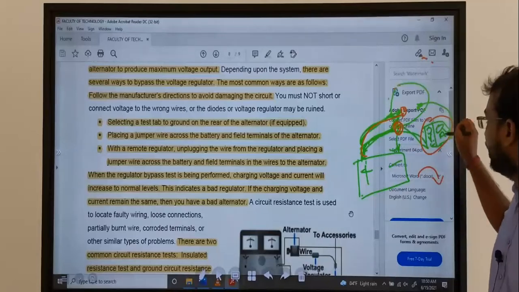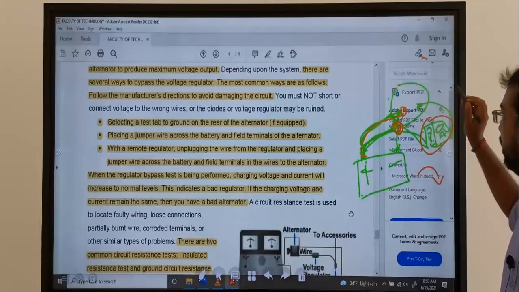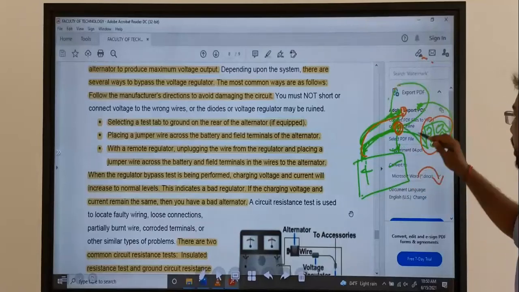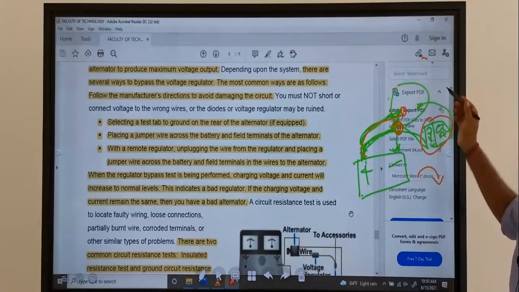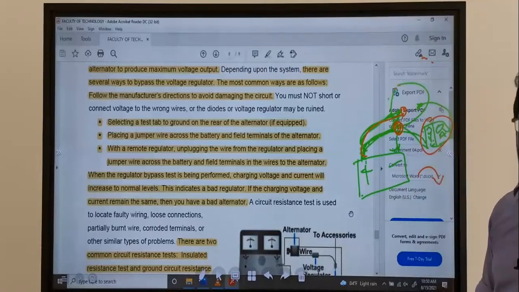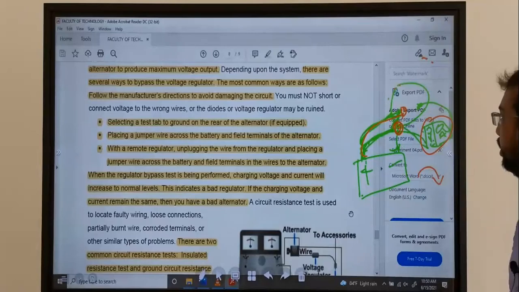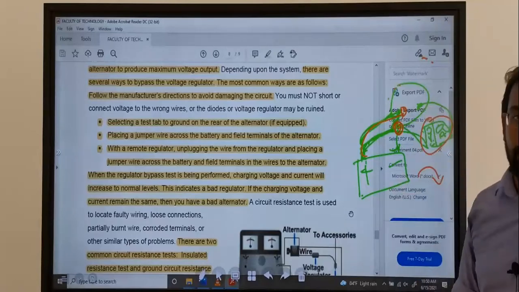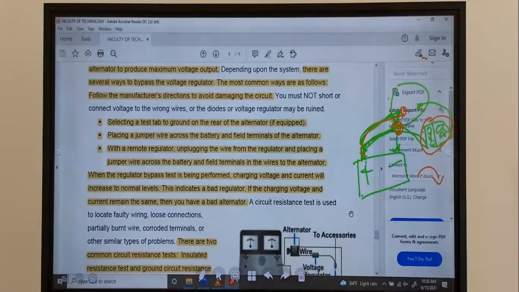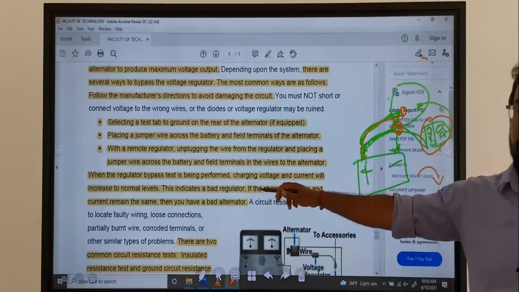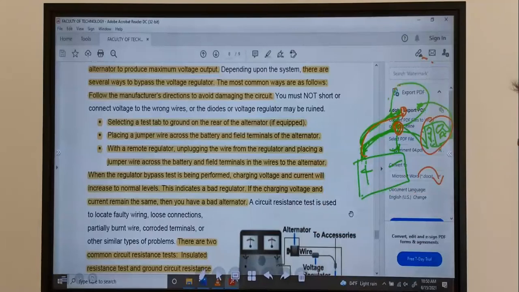If the alternator is working properly, what will happen? As the engine speed and load go high, the charging output voltage and current will increase. The only work of the regulator is to regulate these things. So now we can conclude that without this regulator the alternator is working properly. So where is the fault? The fault is in the regulator.